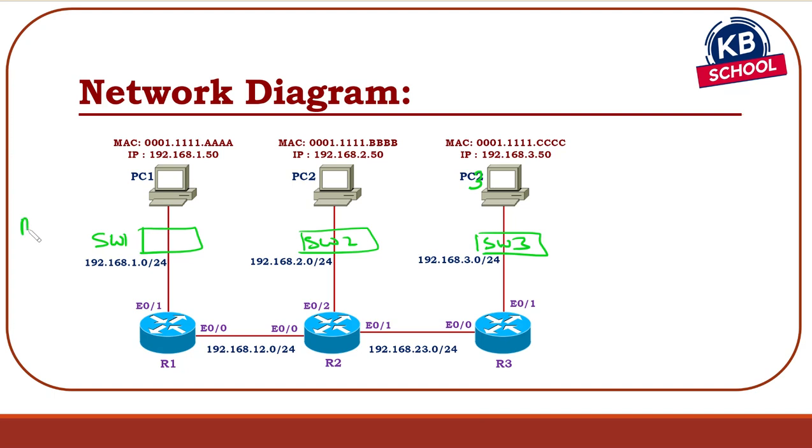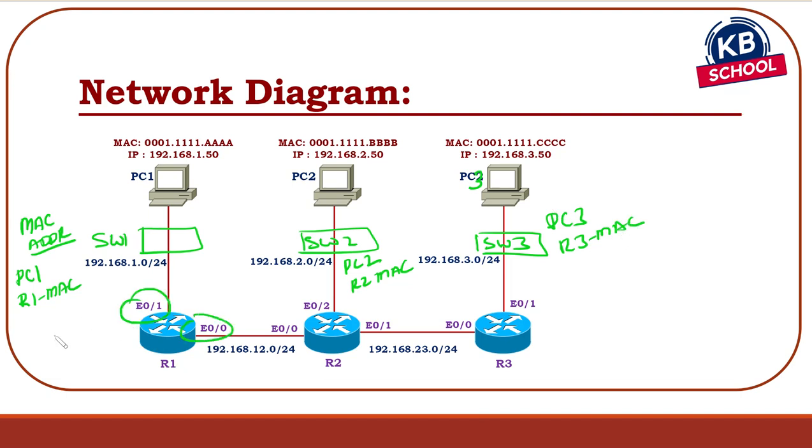And each would have its own local MAC address table. In this MAC address table, I would have the PC1 MAC and I would have the R1 MAC. This MAC address table over here would have PC2 and R2 MAC. The switch 3 will have PC3 and R3 MAC. Now each MAC address on R1 would be different. So to be very specific, R1 E1's MAC address will be over here. Good so far? So this is what my network looks like.